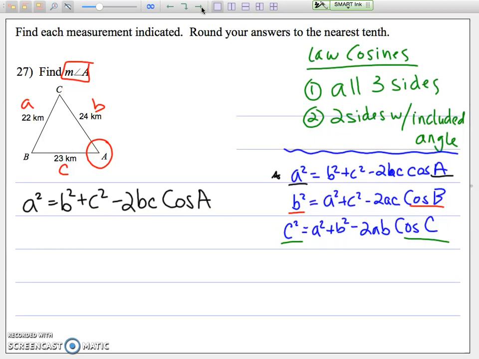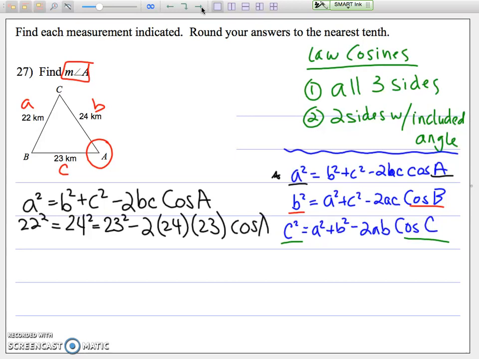All right, let's go ahead and fill in what I know. I know that A squared is 22 squared. B squared is 24 squared. C squared is 23 squared minus 2 times 24 times 23 times the cosine of A. Okay, so let's go ahead. You will have to do an extra step in this. Please don't be lazy with this. You can't just simply type this in your calculator at this point.